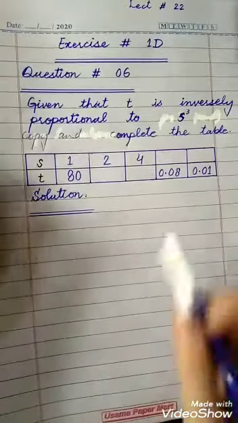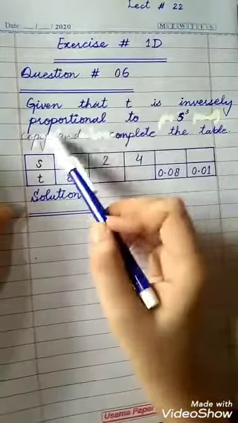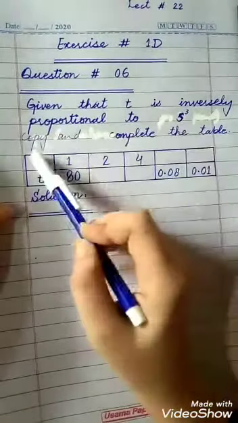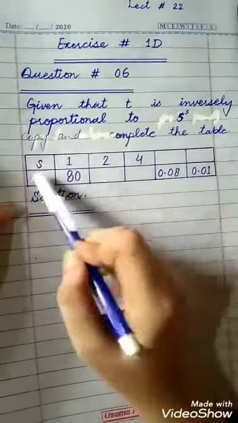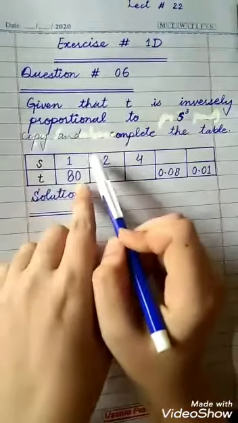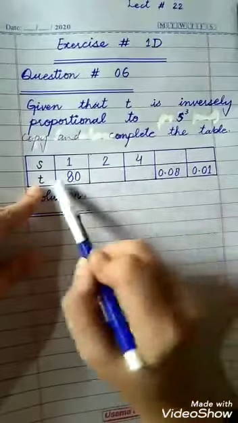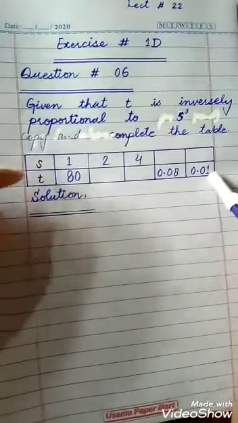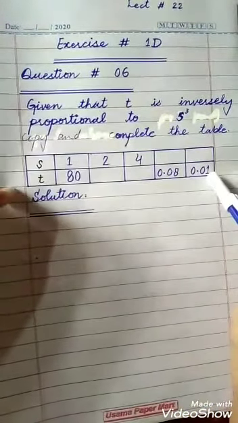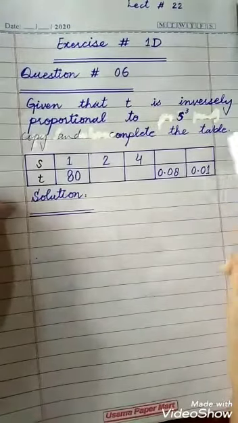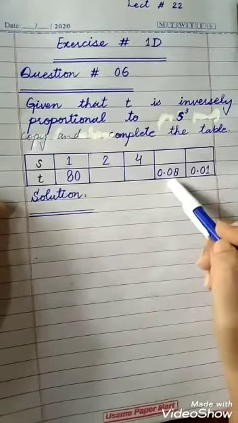Students, let's have a look at question number 6. Given that t is inversely proportional to s cube, copy and complete the table. The complete table is not given, just a few values of s. These are the s values and these are the t values. Students, you have done a few questions with this method in previous exercises, so you can understand it easily.